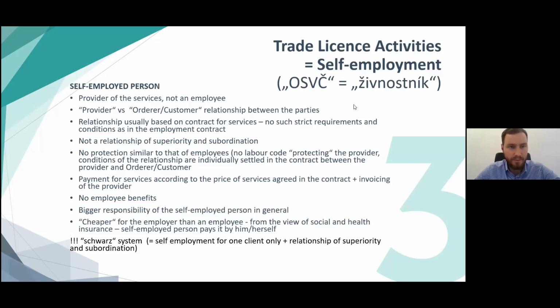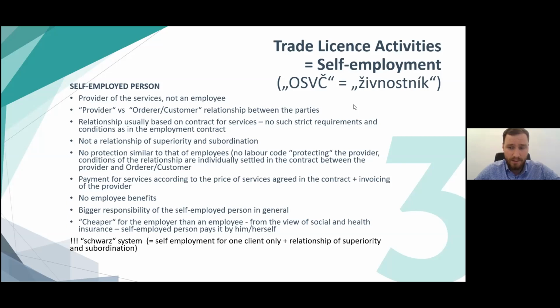The relationship between the provider and the customer or the orderer is settled by contract. It doesn't have to be written, it can be only oral, but it's always better to have it written. If you want to become a self-employer, OSVČ or živnostník, there's a license you need to get. It costs 1,000 Czech crowns. This relationship is not a relationship of superiority and subordination, which is characteristic for employment contracts. So this is one of the differences.